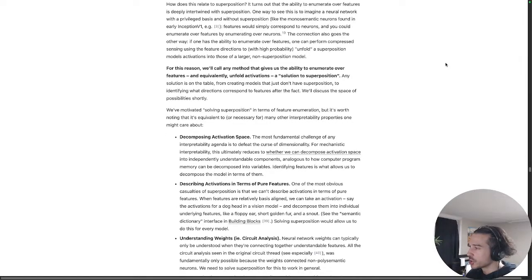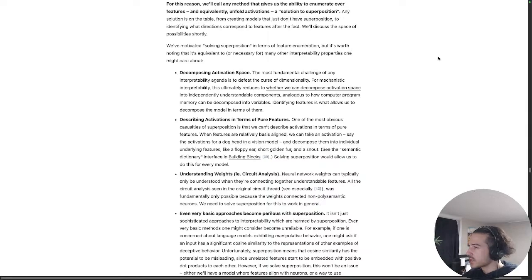a solution to superposition. Any solution is on the table, from creating models that just don't have superposition to identifying what directions correspond to features after the fact. We'll discuss the space of possibilities shortly.